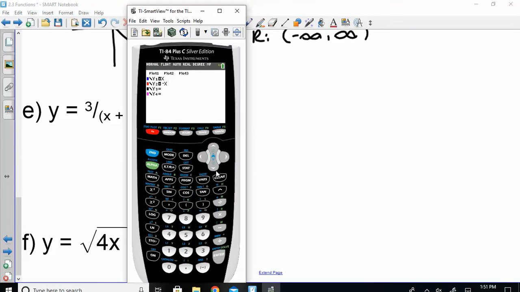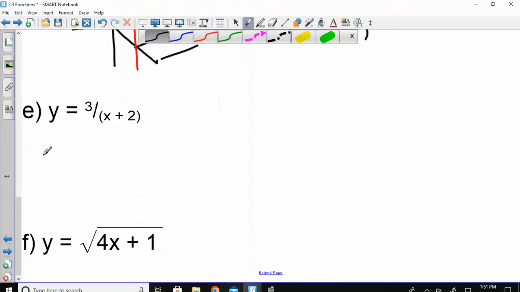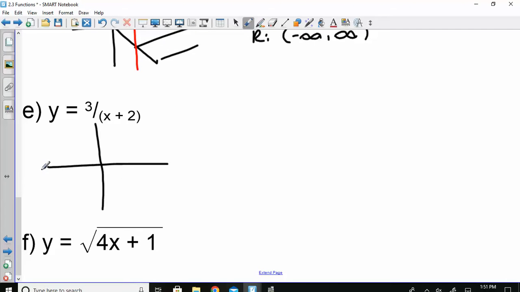E, why don't you graph that one? So you have 3 over, and then put in parentheses your x plus 2. We saw graphs kind of like this when we were doing our rational inequalities. So the graph looks something like this. Is that a function? It is. It looks like these are turning into vertical lines. They're really not. They're just flattening out. So this one's a function.